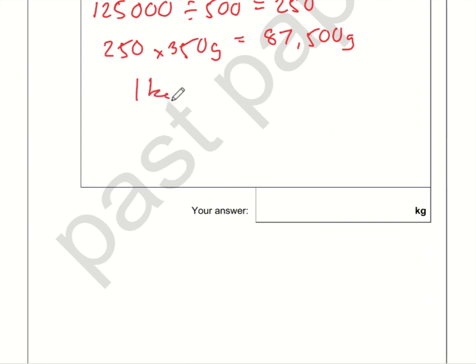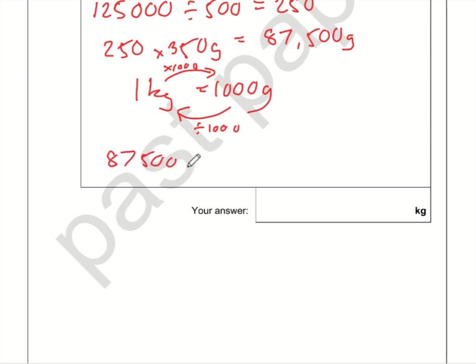We need to give the answer in kilograms. So remember that 1 kilogram is 1,000 grams. So going from kilograms to grams, we multiply by 1,000. If we're going in the other direction, we are dividing by 1,000. So 87,500 grams divided by 1,000, and that is 87.5 kilos.